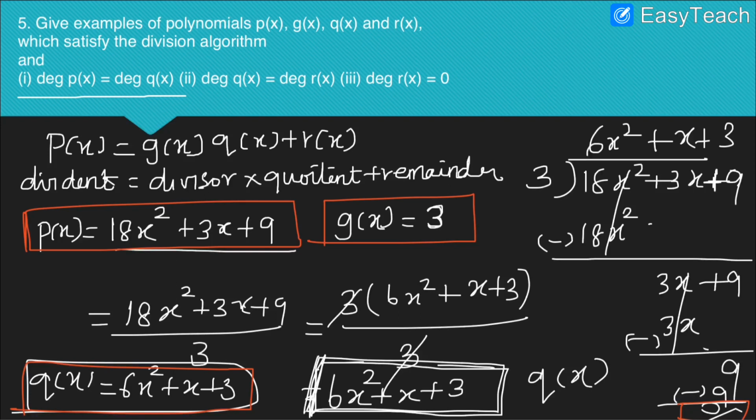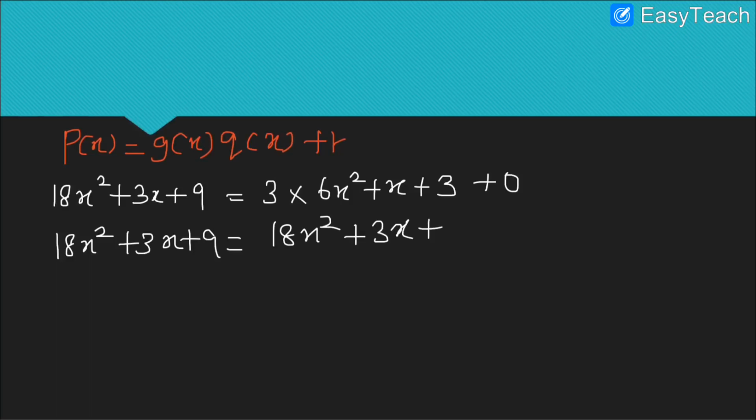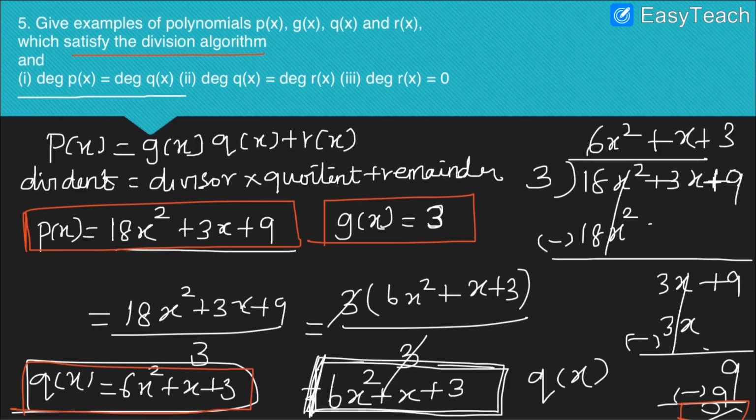The next step, we should check whether our answer will satisfy the division algorithm or not. Here I substituted the respective values, and let's find out whether it is satisfied or not. So 3 times 6 is 18, x squared plus 3x plus 9. Yes, we got the same answer on both sides. So hence we verified the division algorithm. At the same time, the first part also, the degree of p of x equals degree of q of x.